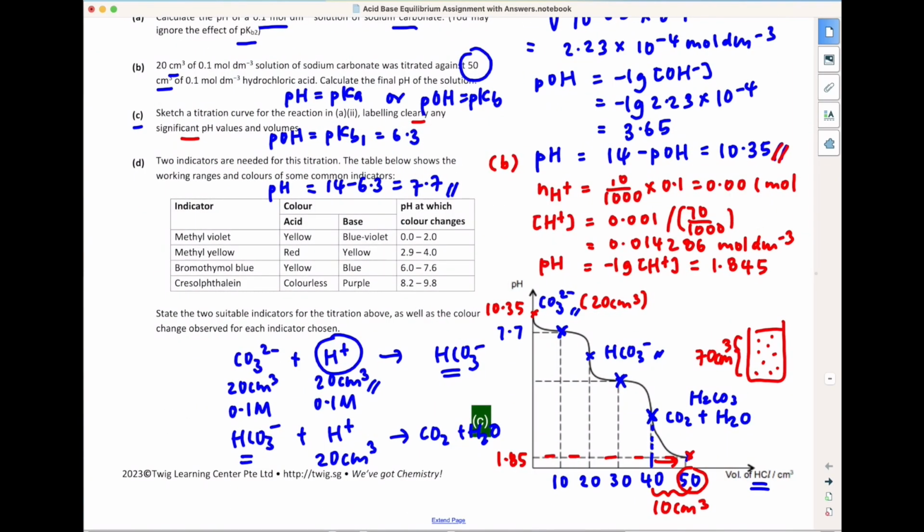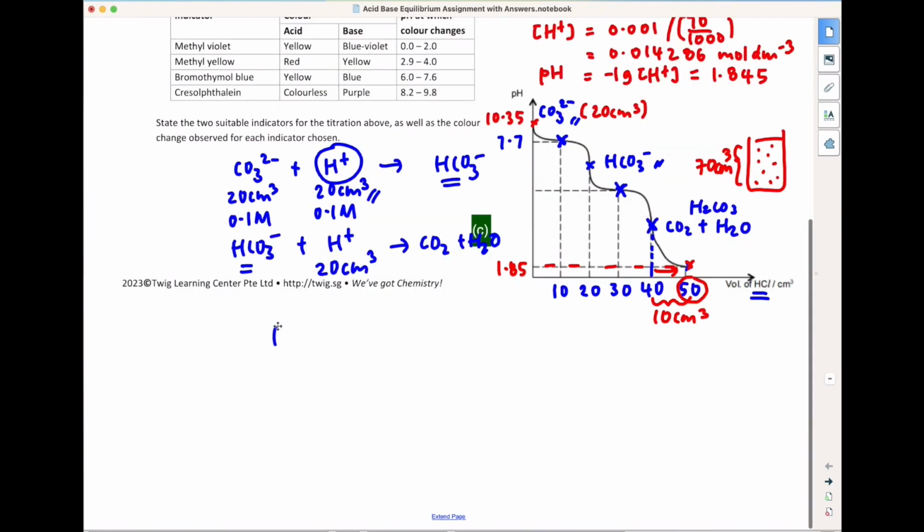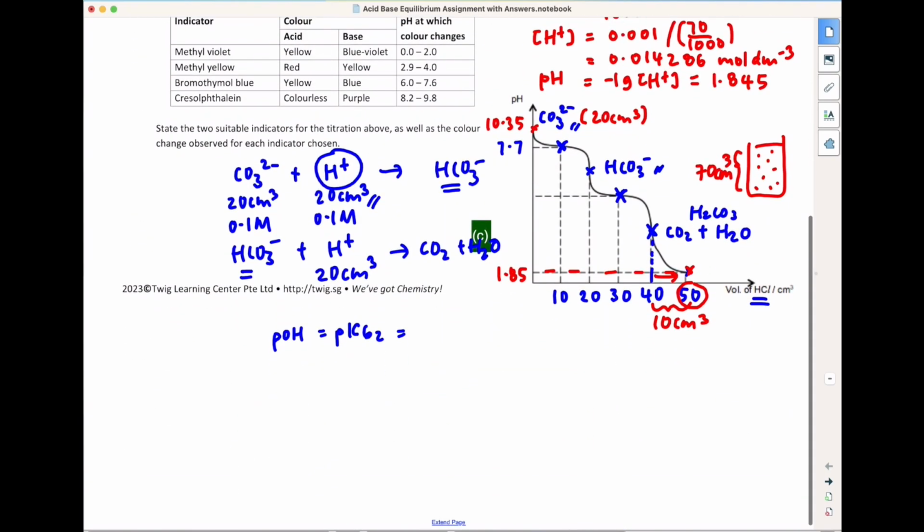So in order to calculate the max buffer for the other point, we use the other pKb. So pOH equals to pKb2, which is actually, let me check it out again, 10.3. So pH equals to 14 minus pOH. So this will give you a value of 3.7. So this is where you label 3.7. Okay, so this is how we do the question.